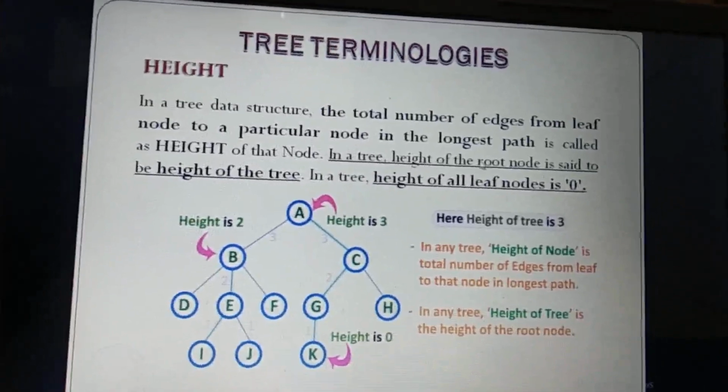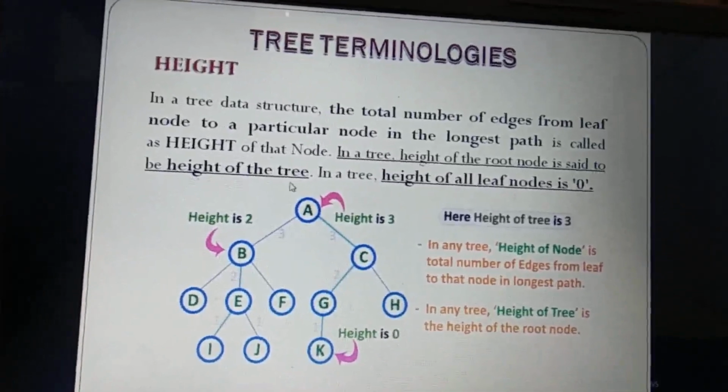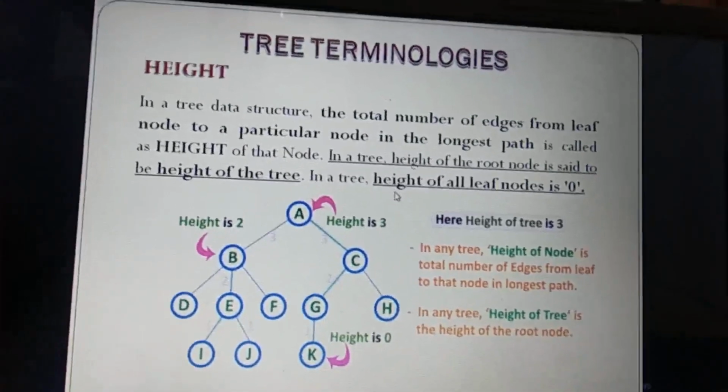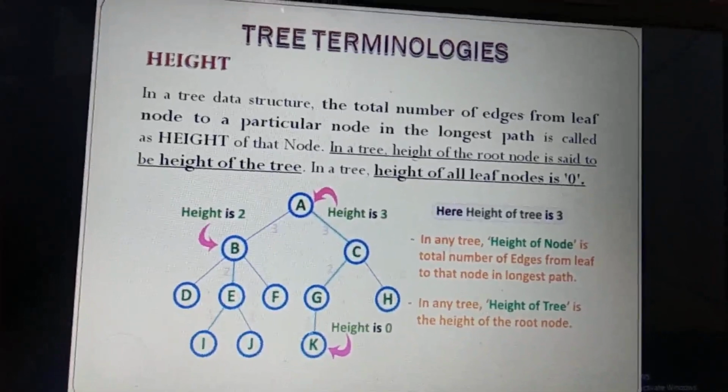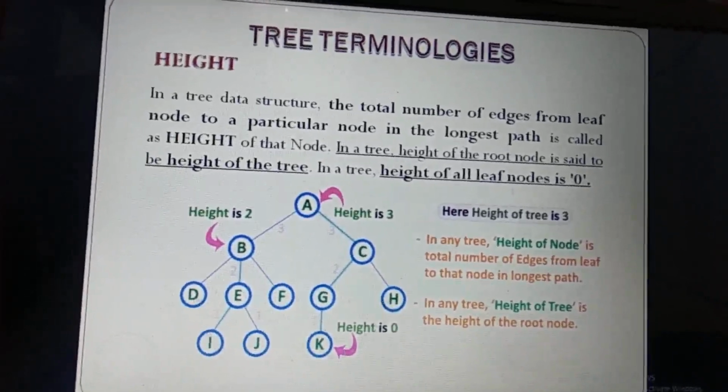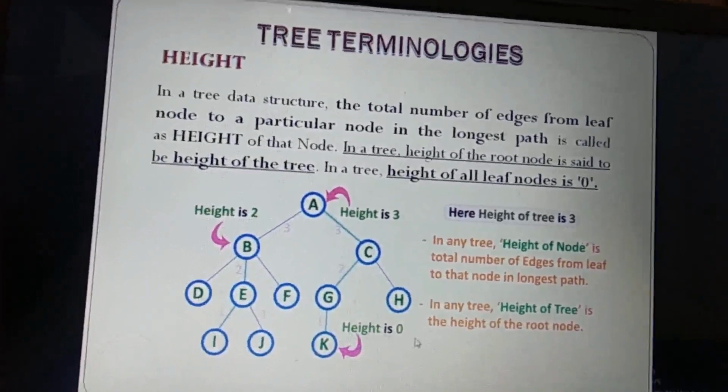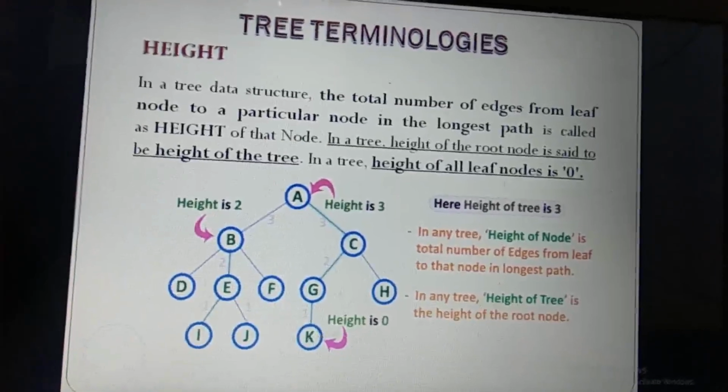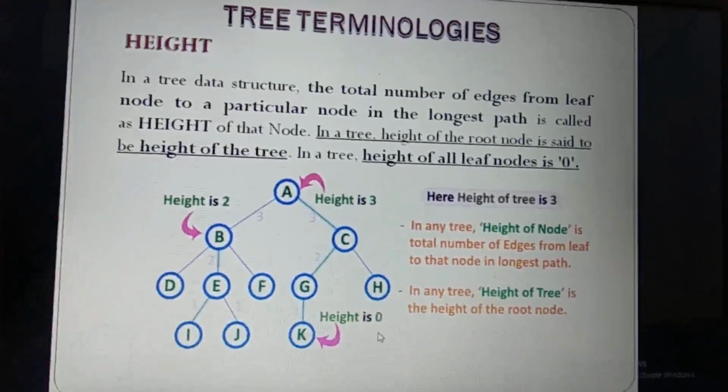In a tree, the height of the root node is said to be the height of the tree. In a tree, the height of all leaf nodes is 0, because leaf nodes don't have children. So, the height of the leaf nodes is 0.